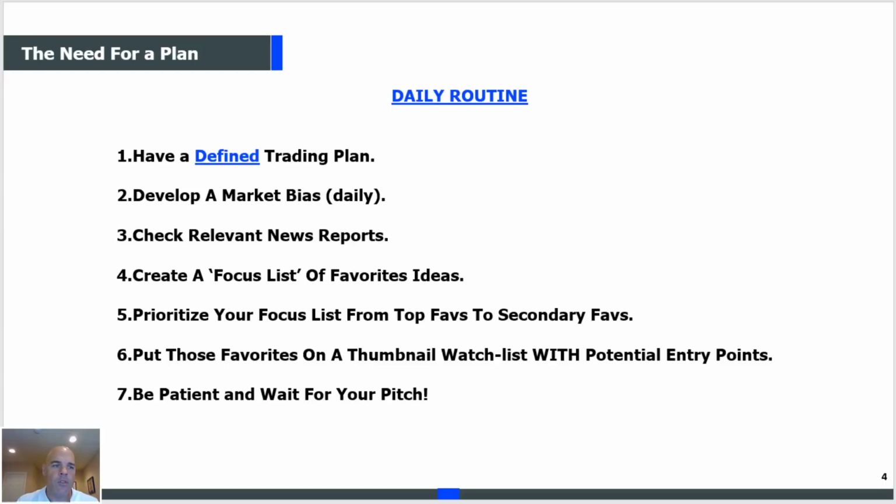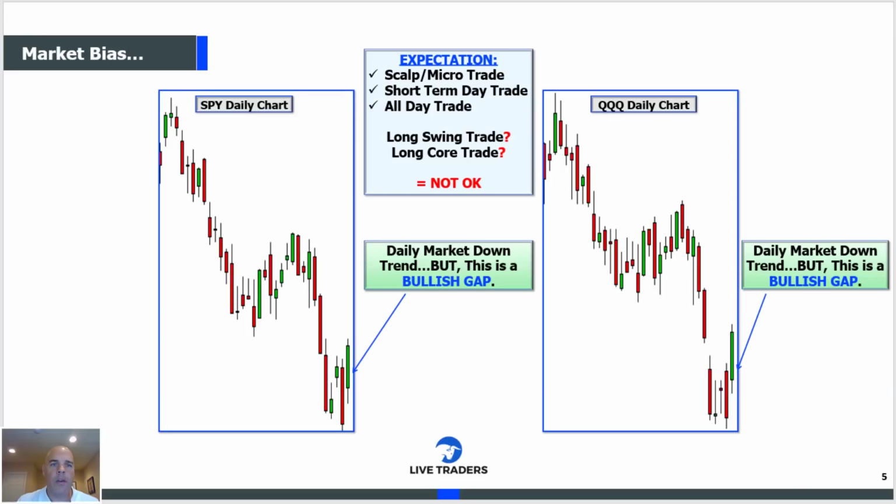So let's take a look. Developing a market bias, all right? So here's an example. SPY on the left, Qs on the right.